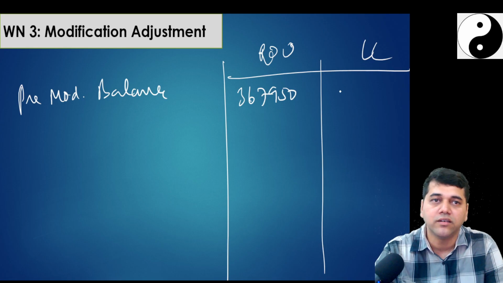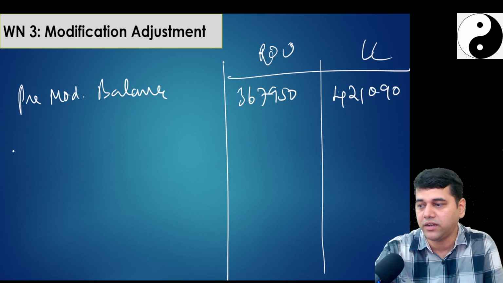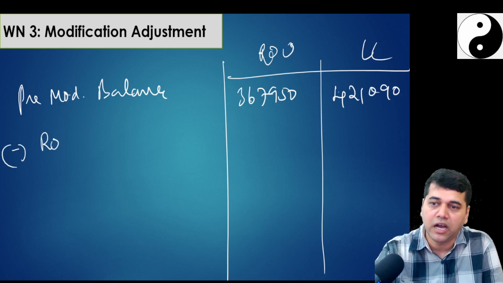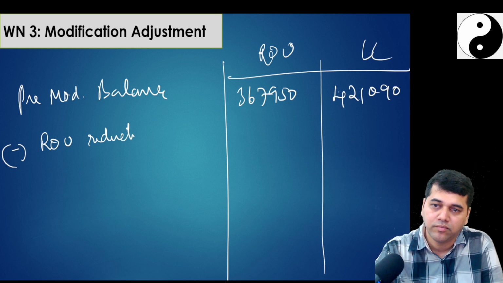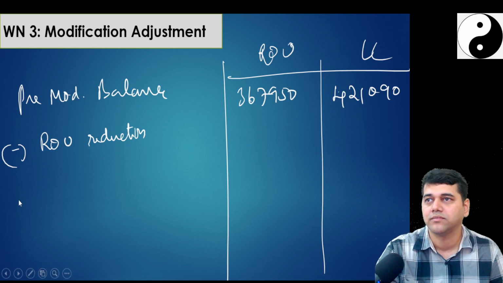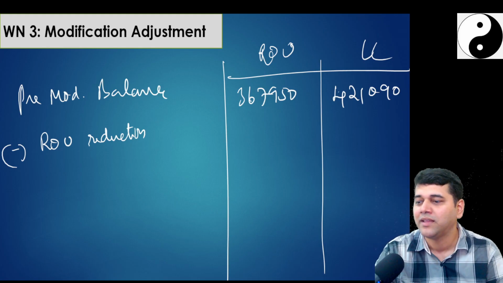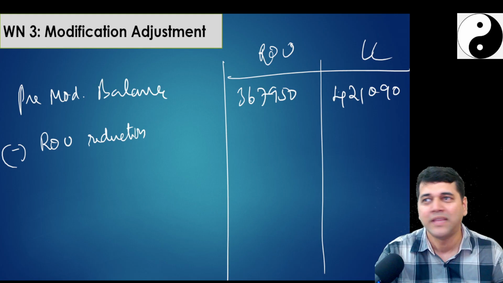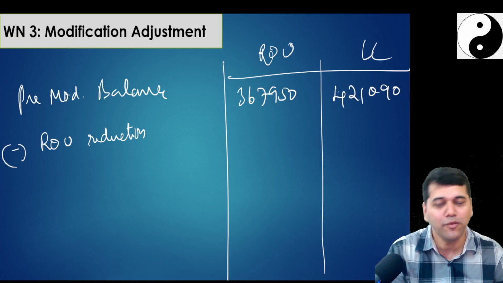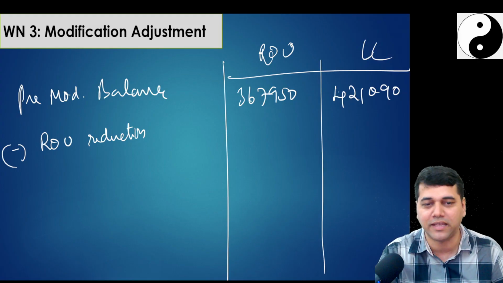$367,950 and 21,090. Okay, now how much ROU reduction happened? Can you tell me? Can you guess, students? Please pause the video and just give it a guess now. I have to deduct something now. How much ROU reduction must have happened? You give it a guess, we'll compare the answers.